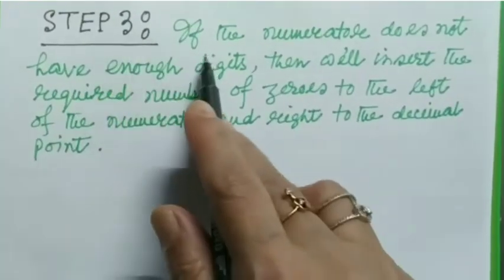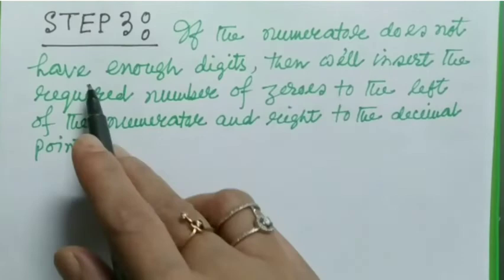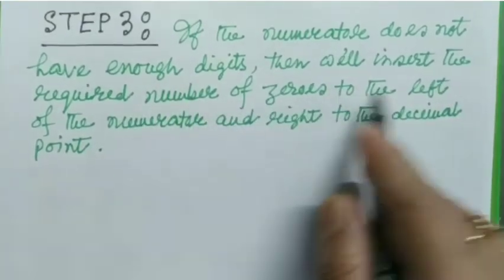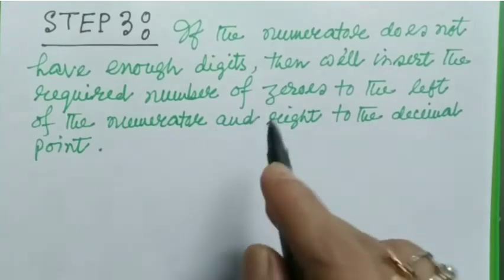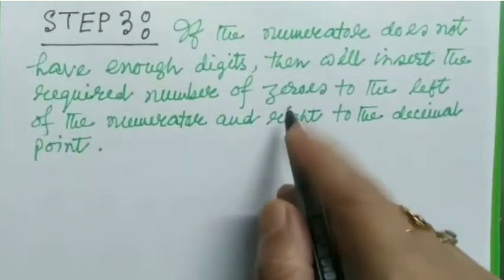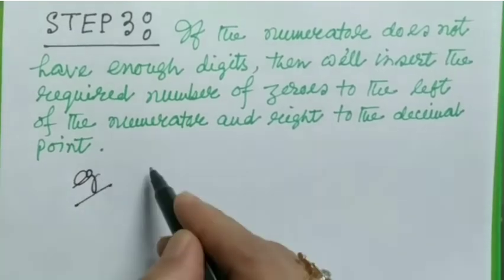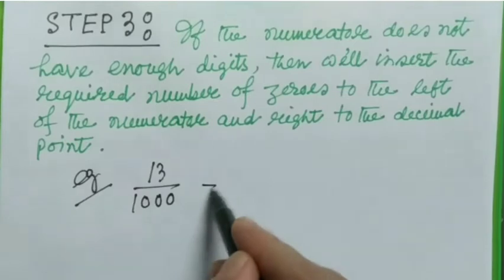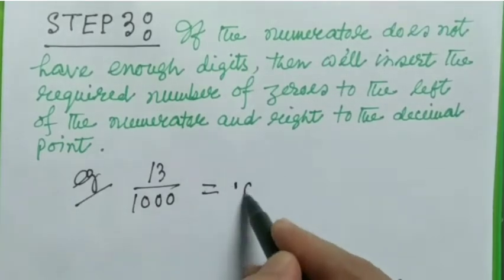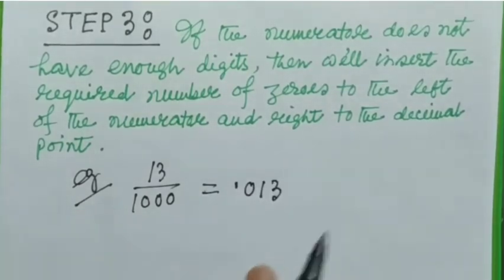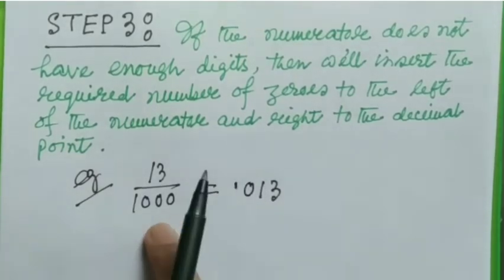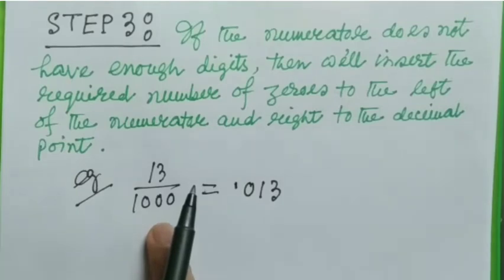Okay. Step number 3. If the numerator does not have enough digits, then we will insert the required number of zeros to the left of the numerator and then write the decimal point. For example, let me take 13 by 1000. Then this will be equal to 0.013.